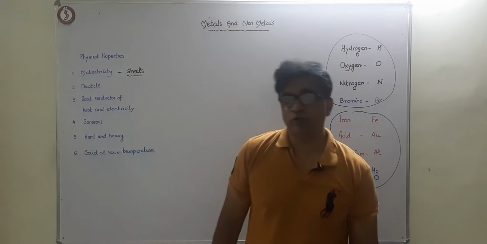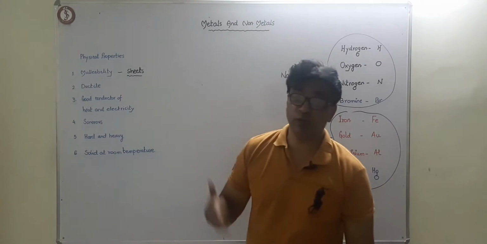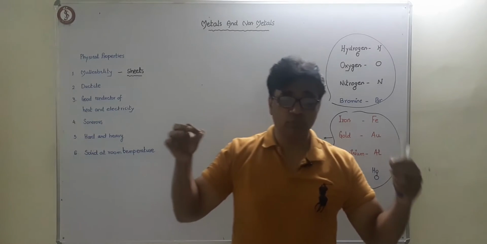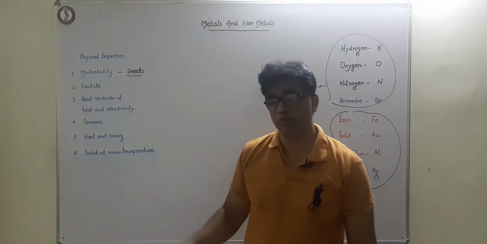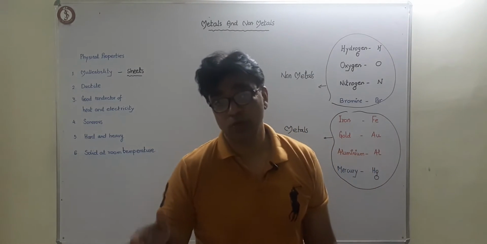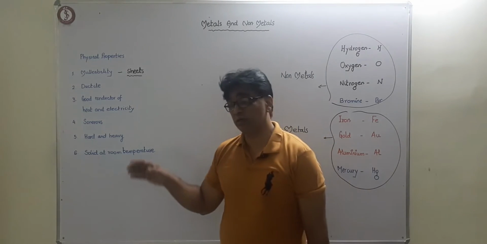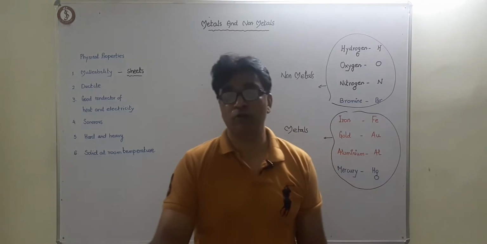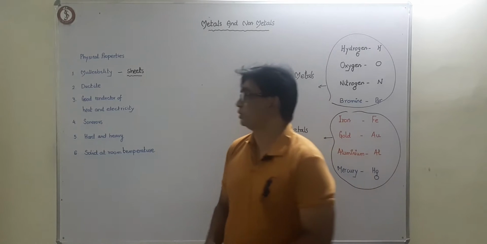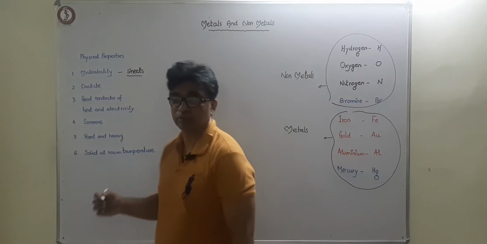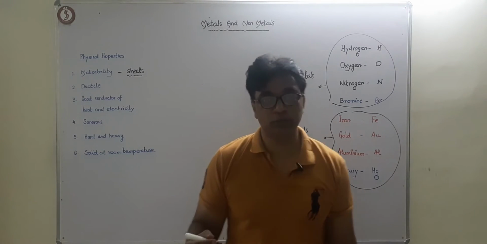So very thin sheet. Even gold is very malleable, highly malleable. You can make it almost like a film, very thin, much more than a page, might be 100 times thinner than the paper, one page of your copy. So that is malleability. Gold is highly malleable, silver is highly malleable, like that.